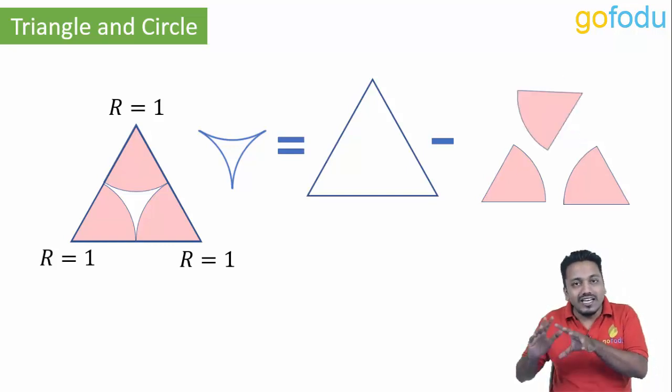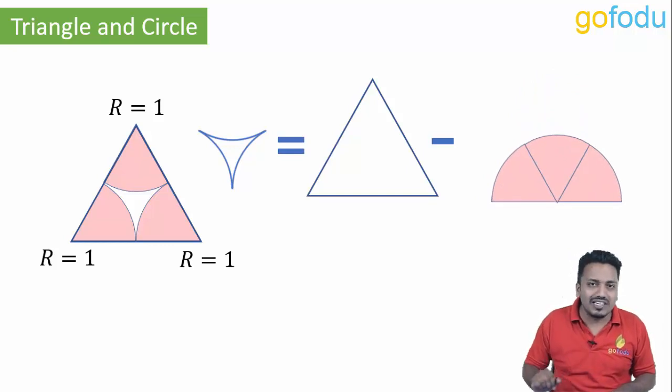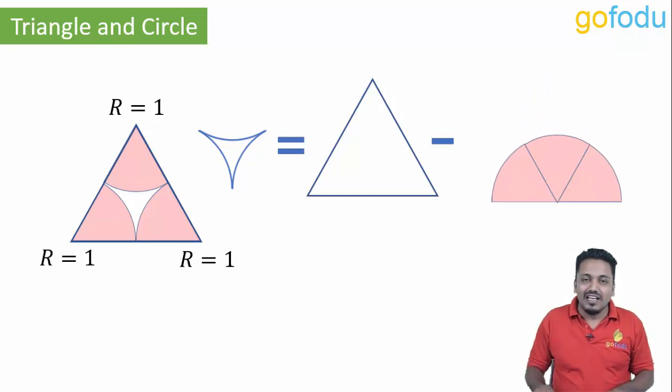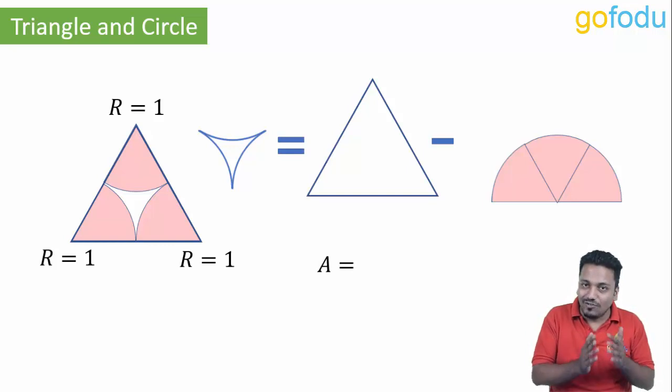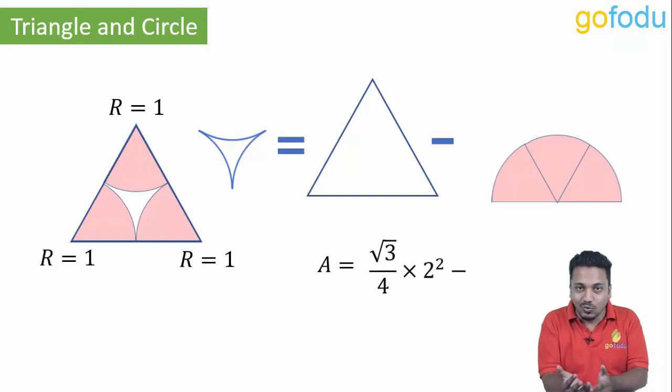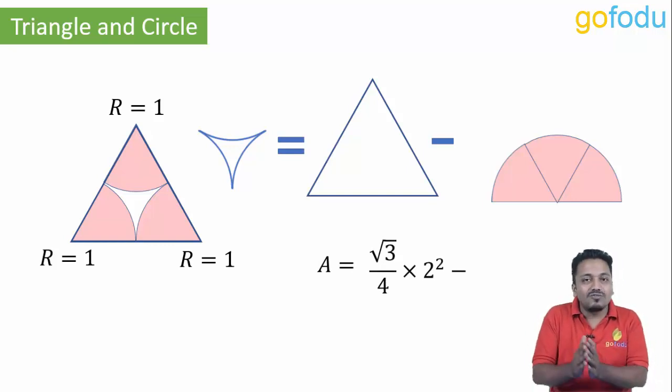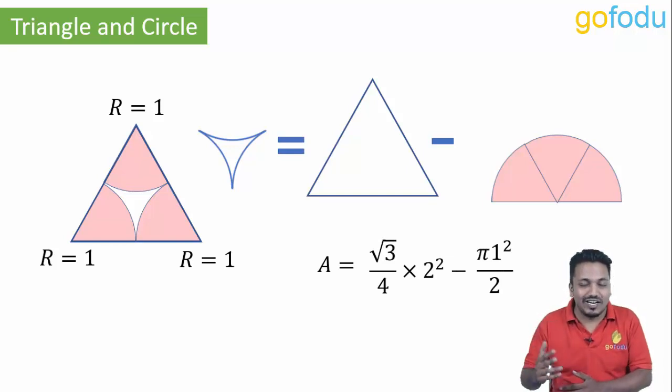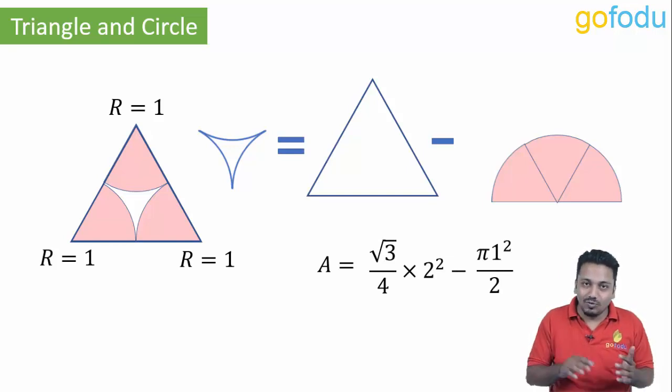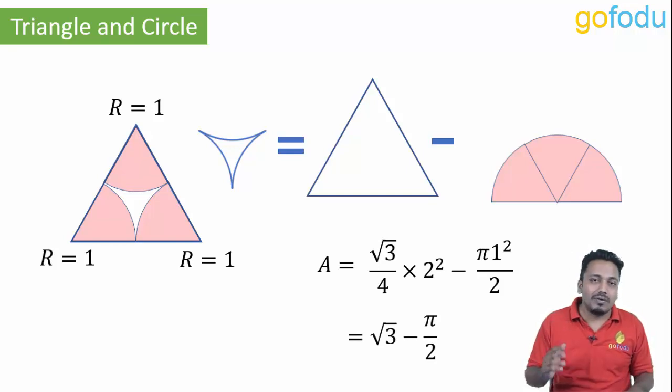Now these three sectors have central angle of 60 degrees as they were inside equilateral triangle, right? So they can be rearranged to form a semicircle. And our required area is area of equilateral triangle with side 2 minus area of semicircle with radius 1. So that would be root 3 upon 4 into side square minus pi r square upon 2. This simplifies to root 3 minus pi by 2.